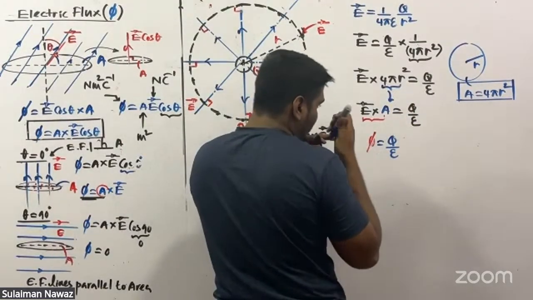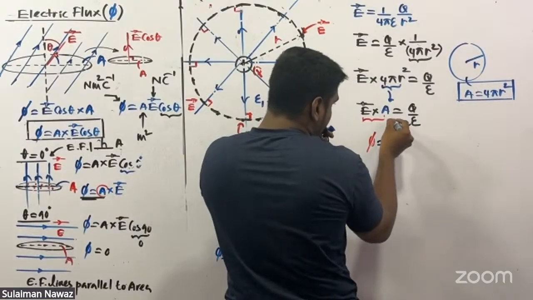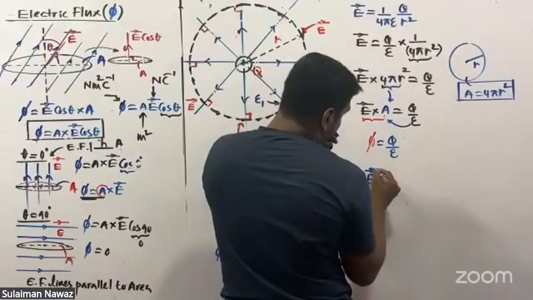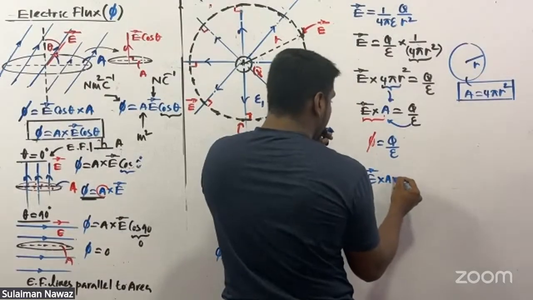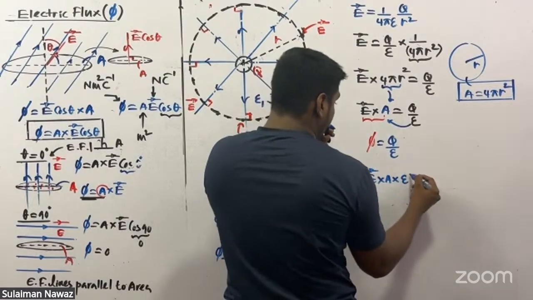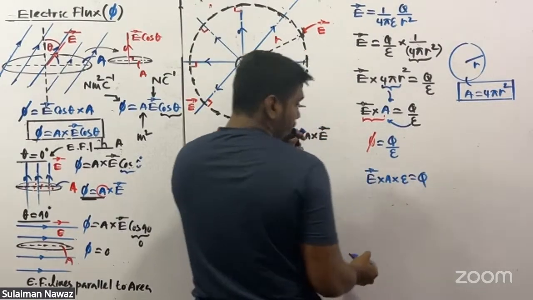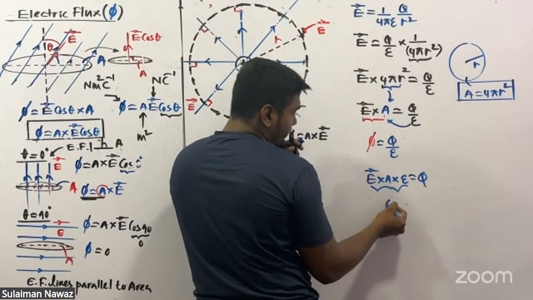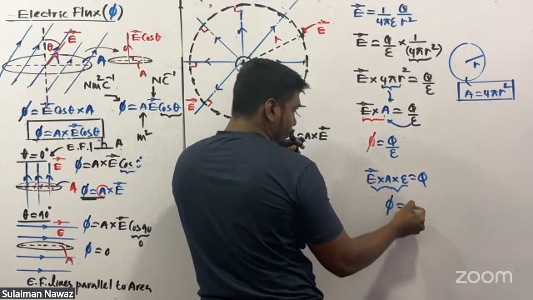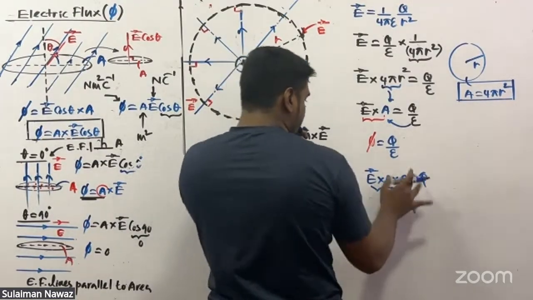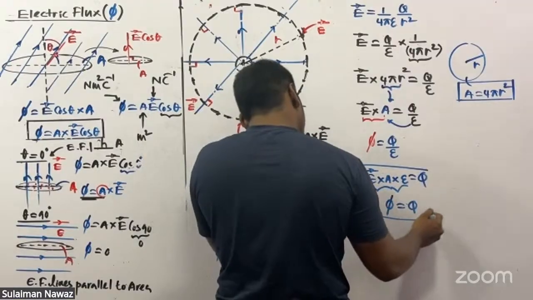Therefore, what they have done is take this epsilon to the other side. They are telling that epsilon into A into E is equal to the charge. So they are taking this as their flux. Then flux only equals Q, right? Write like this, and write the story.